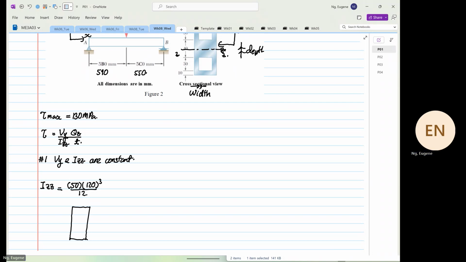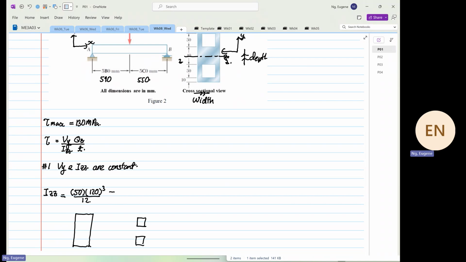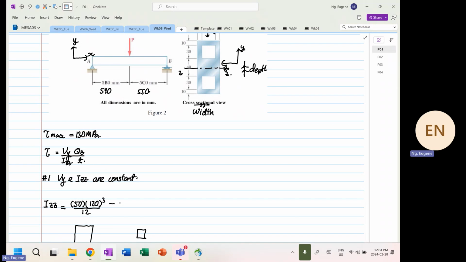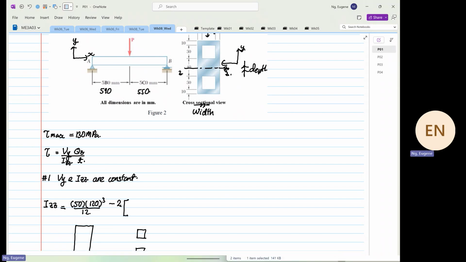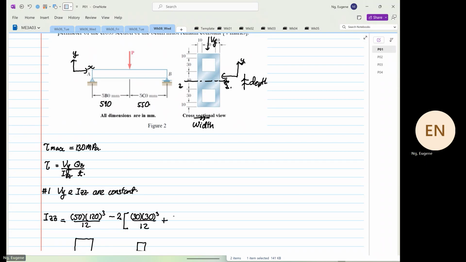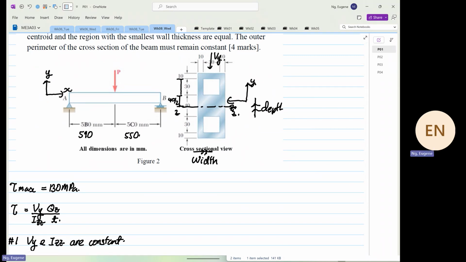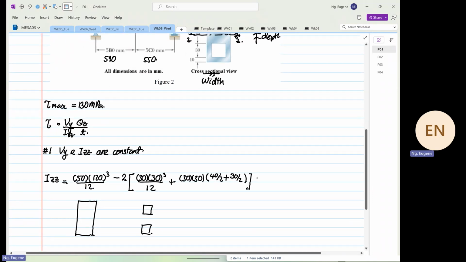Then I'm going to minus off the 2 squares. Okay, I'm going to take away the 2 squares. So the 2 squares, I will have a big 2 down here. And my width is 30. My depth is 30 cube over 12 plus the area of the squares. And then this will be equal to 40 divided by 2 plus 30 divided by 2. 40 divided by 2, just to elaborate, is this section over here. 30 divided by 2 is this section over here. Very clear, okay? Nothing shocking or unexpected. I think you guys are really good at this now.